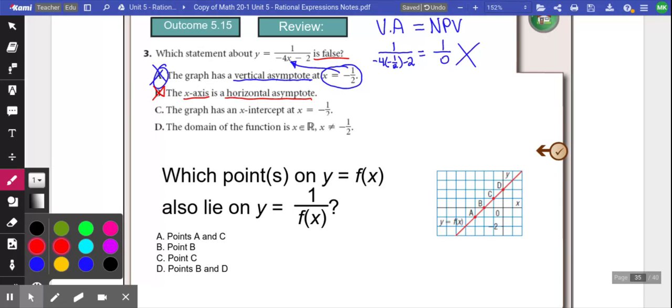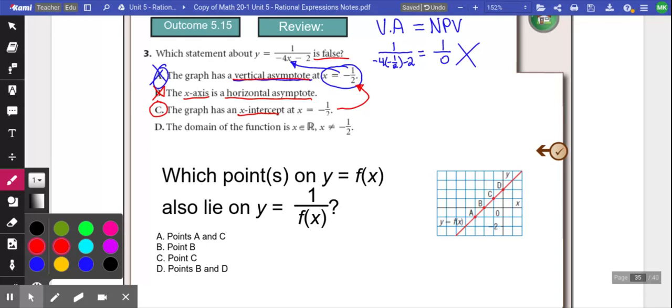C, the graph has an x-intercept at x equals -1/2. Well, wait a minute. This thing kind of contradicts this thing. This said that you had a vertical asymptote at -1/2, which means you could never equal -1/2. This is now saying that you do have a value. In fact, it's an x-intercept at x equals -1/2. That certainly can't be true, so that is false. So the answer is C. You can't possibly have an x-intercept at a point that is also your asymptote. Not possible.